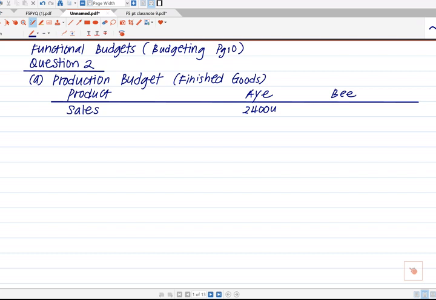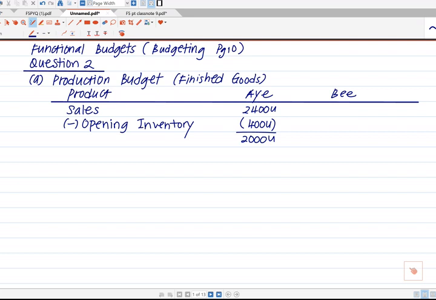2004. However, are we going to produce 2,400 units? No, because at the beginning we already have 400, so we reduce our production because for the opening we already have 400. So we produce 2,000 plus opening 400, we have enough to sell.